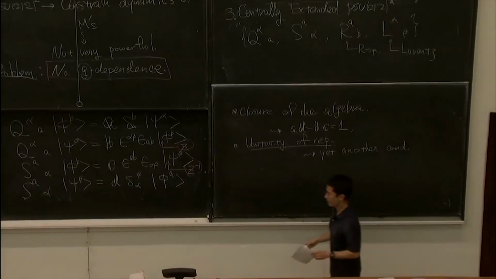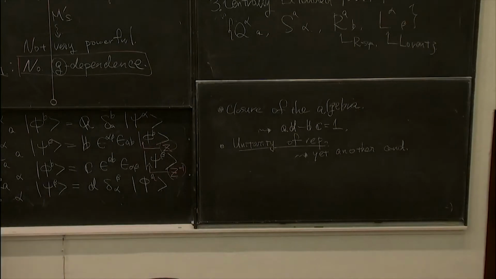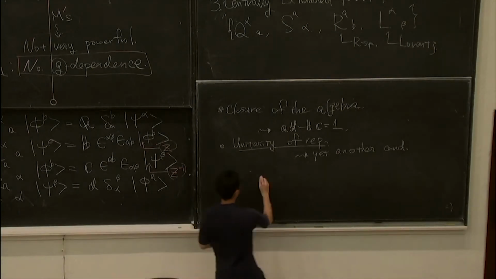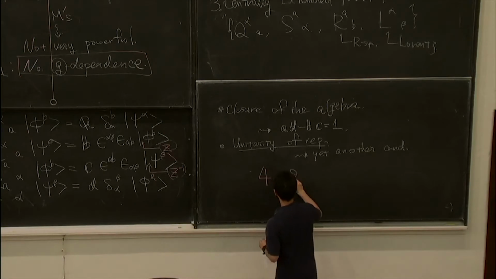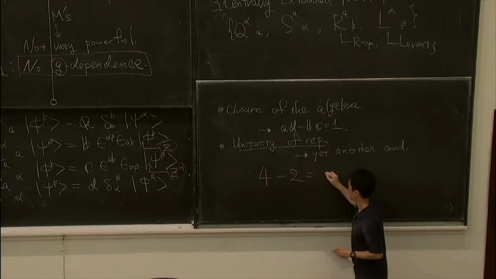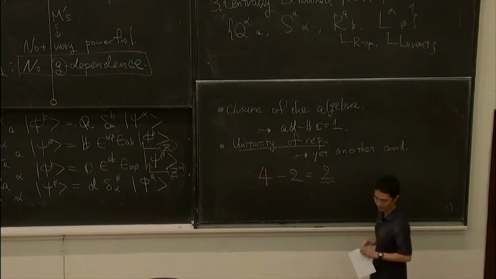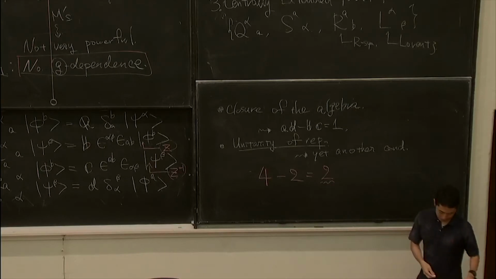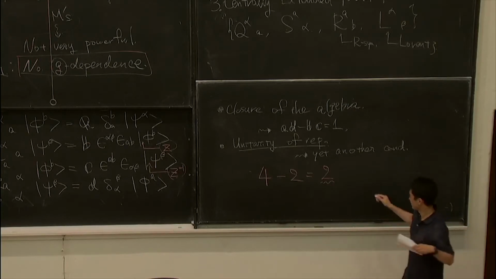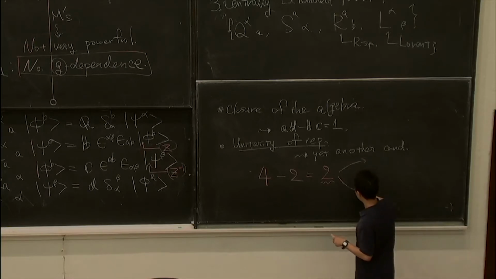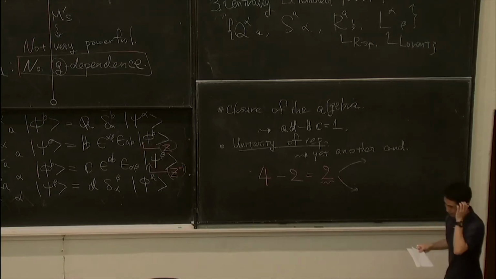So let me now count how many parameters we have. I originally introduced 4 unfixed parameters, and now I impose 2 conditions. So there are actually 2 parameters left. And this is actually good because the 2 parameters basically have physical interpretation.